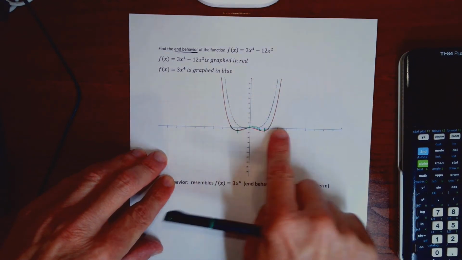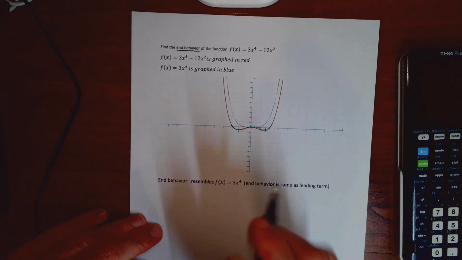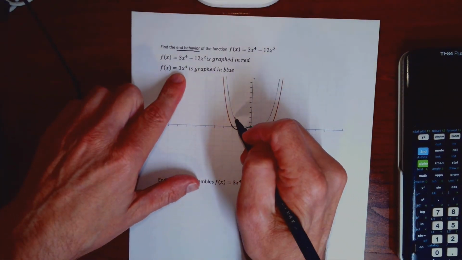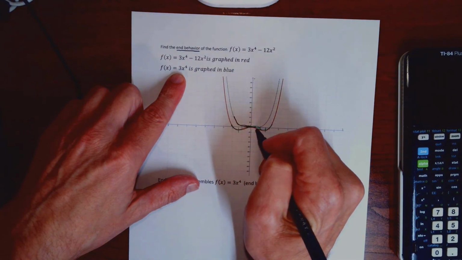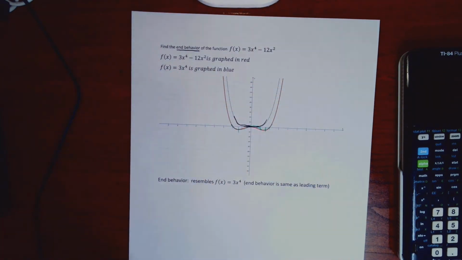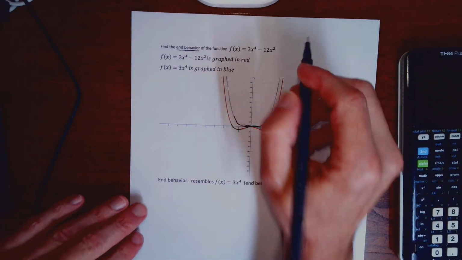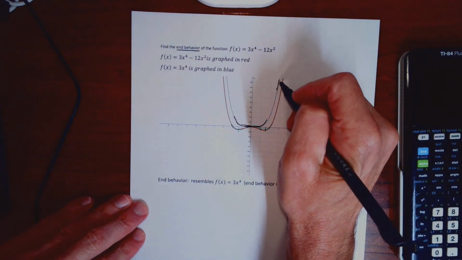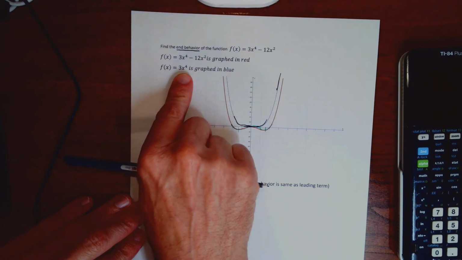So between the minimum and maximum points, the graph can look remarkably different. The graph of 3x to the fourth is completely flat. It has a minimum point, but it doesn't have these wiggles in it. But if I get far enough out past the turning points, the graphs will ultimately do the same thing. This graph of 3x to the fourth is working its way up and to the right.